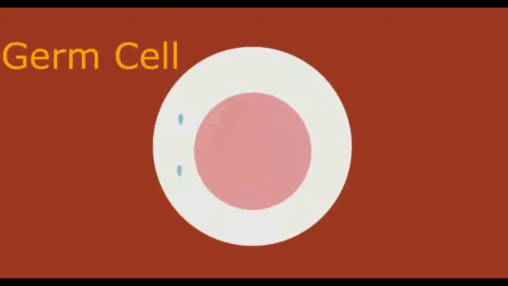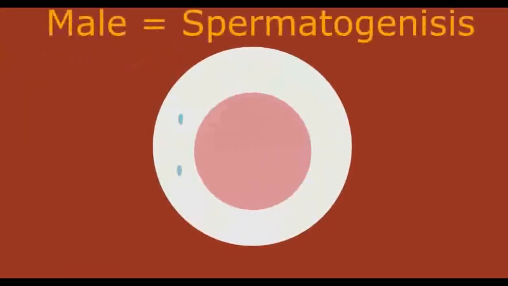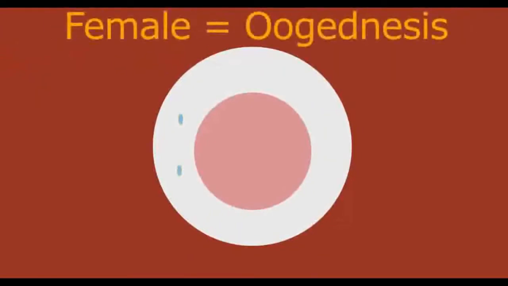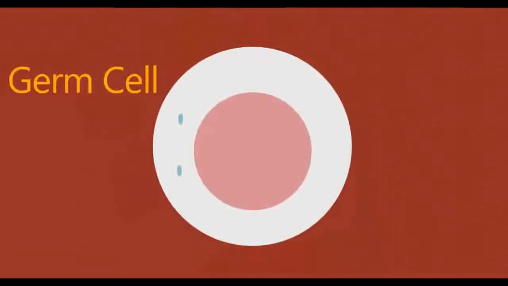We start off with the germ cell. This germ cell must undergo meiosis in order to produce sex cells. When a male sperm cell is created, it is called spermatogenesis. When a female egg cell is created, it is called oogenesis. Meiosis takes place in the testes of males and the ovaries of females.